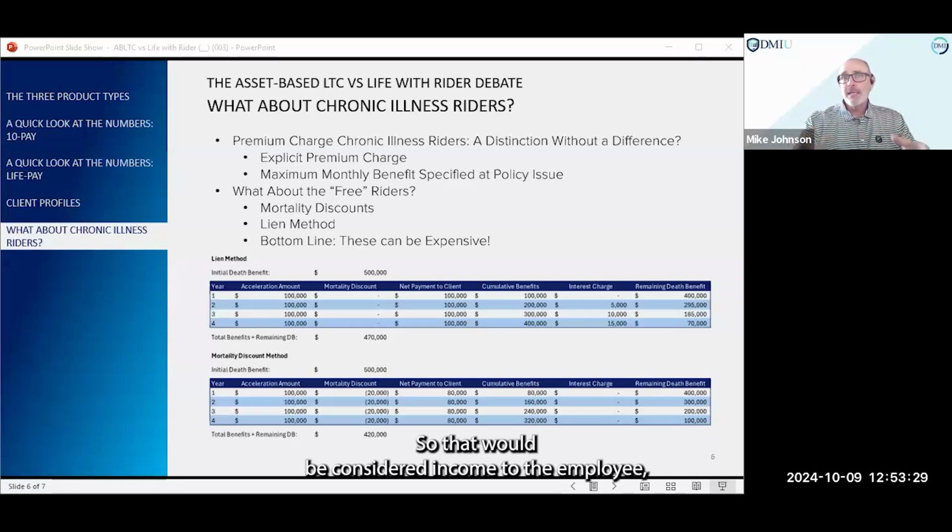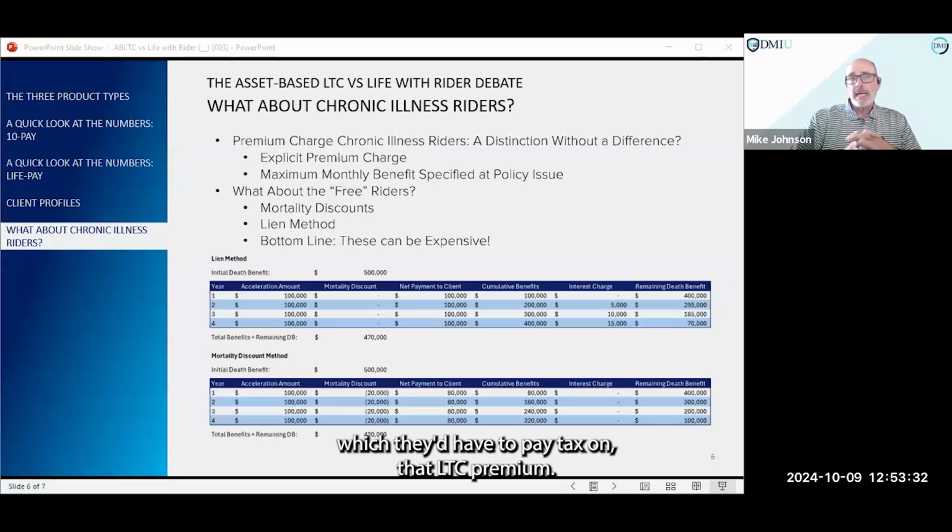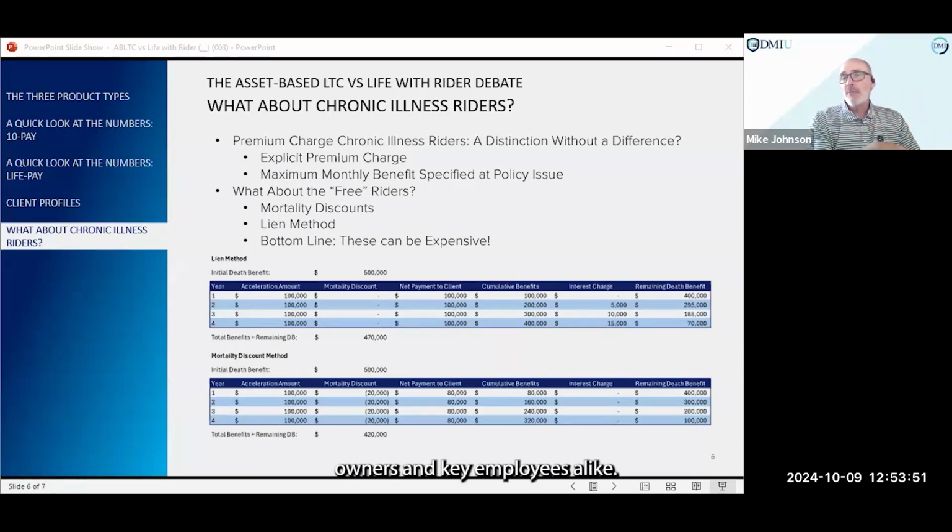That would be considered income to the employee, which they'd have to pay tax on. That LTC premium, though, is 100% tax deductible to the business owner and is not considered income to the employee. So this is a great way to recruit, retain, and reward key employees. Just know that this strategy can be beneficial to business owners and key employees alike.